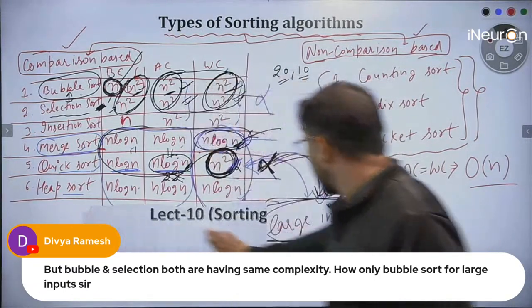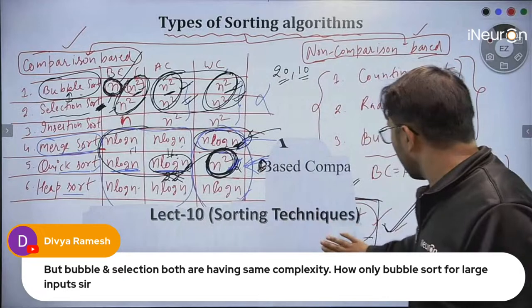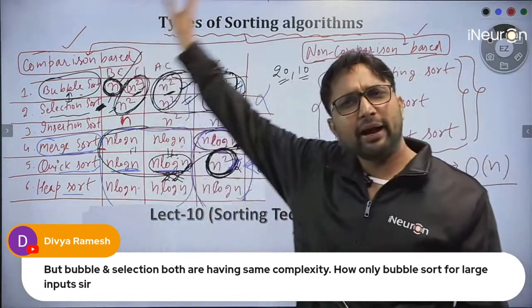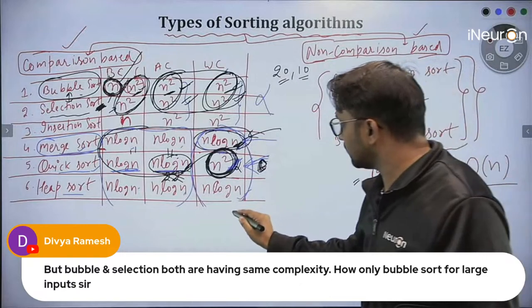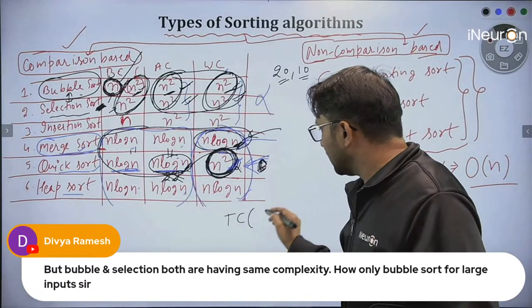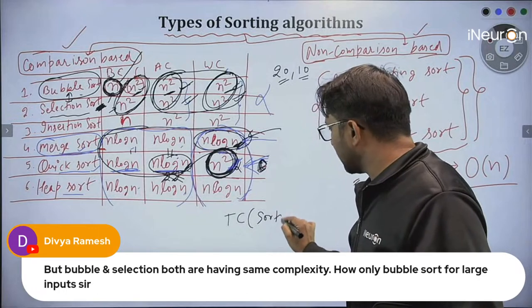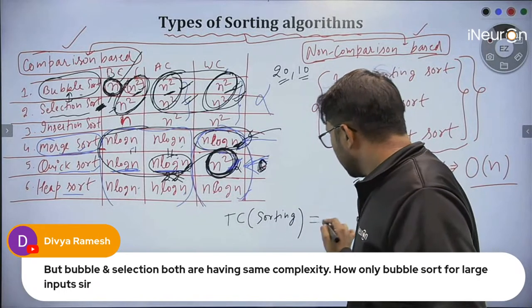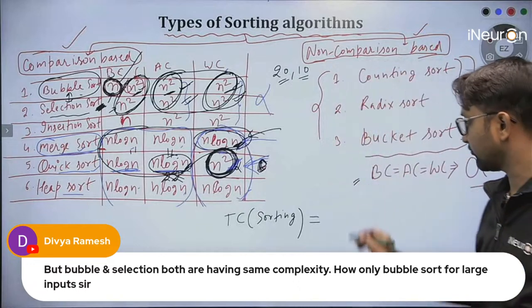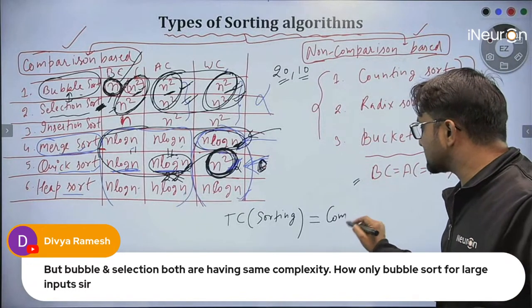Whenever we find out the time complexity of sorting algorithms, actually of any sorting algorithm, the time complexity depends upon two major factors. One is the number of comparisons.